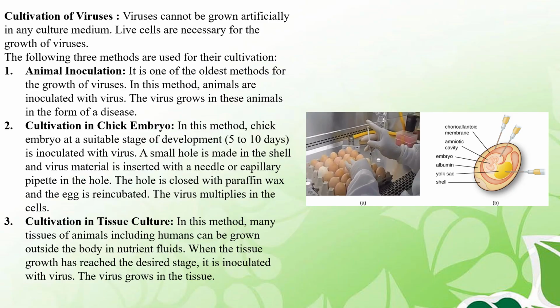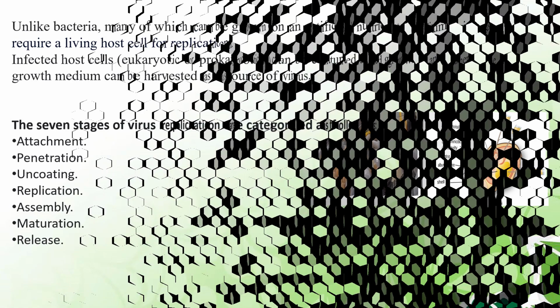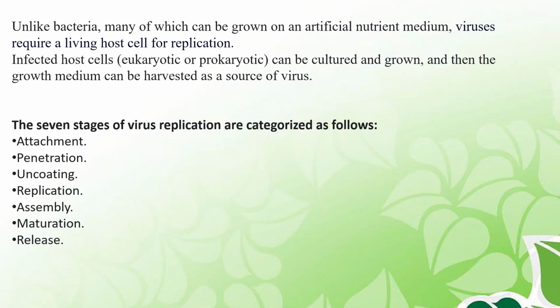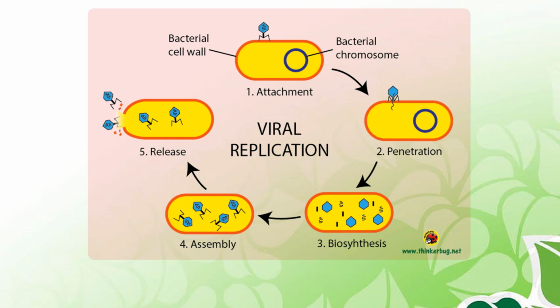Now coming to the replication of viruses, there are 7 stages. Usually, unlike bacteria, many of which can be grown on an artificial nutrient media, virus requires a living host for replication. The steps are attachment, penetration, uncoating, replication, assembly, maturation, and release. So let us see them individually.